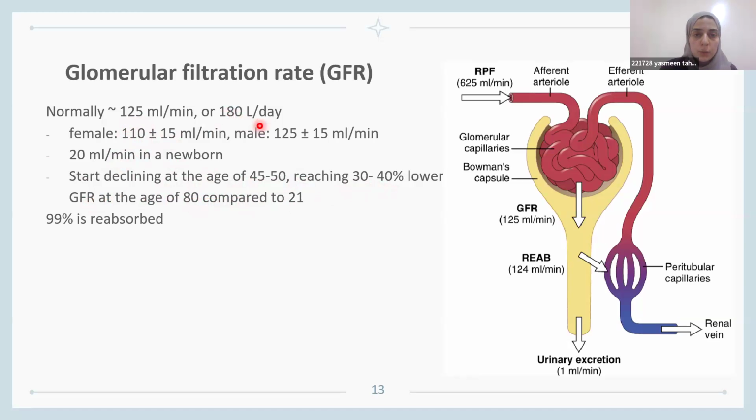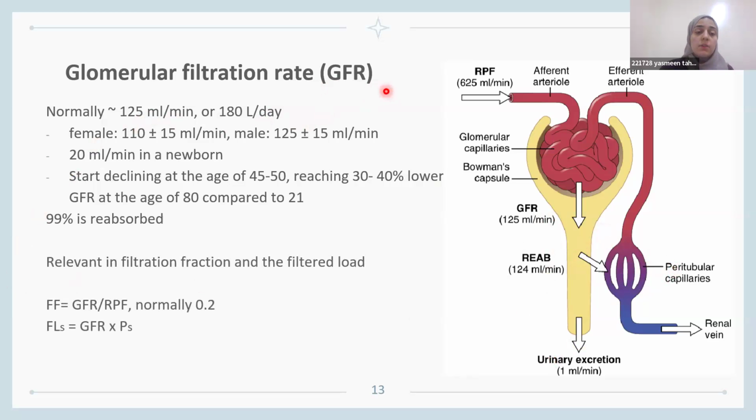So if we are filtering 180 liters per day, how is that possible? We don't even have this much volume of blood or liquids in our body. So this happens because 99% of this GFR is actually reabsorbed in the tubules by the peritubular capillaries and in the tubular system in general.